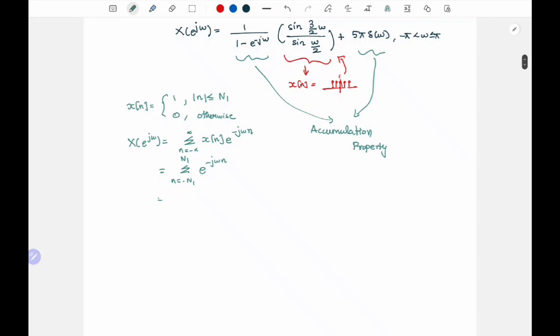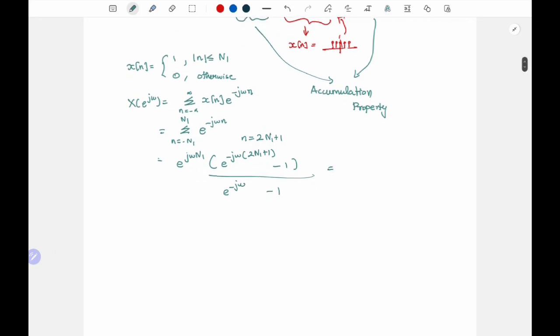So now you should use your sum of GP. Your a will be e^{jωn1}, into r^n. Your n here is 2n1 plus 1. So you will have e^{-jω(2n1+1)} minus 1, divided by your r, which is e^{jω}. So e^{jω} minus 1.